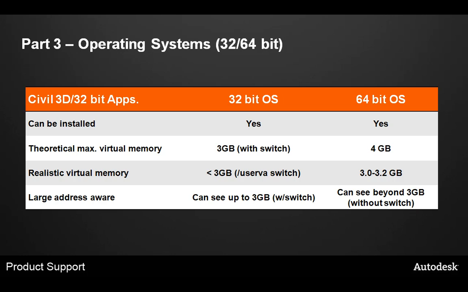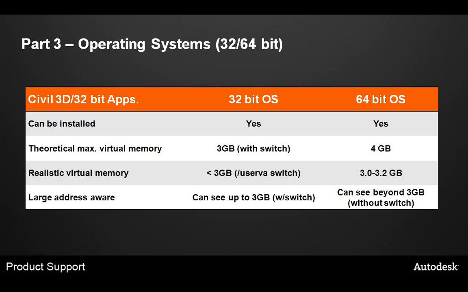So here, just to review the characteristics between the 32-bit operating system and a 64-bit. So let's look at the first line. First of all, Civil 3D as a 32-bit application can be installed on both of these operating systems. The next line here, we have the theoretical maximum virtual memory that can be utilized. On a 32-bit operating system, we mentioned that the default is 2 gigabytes.